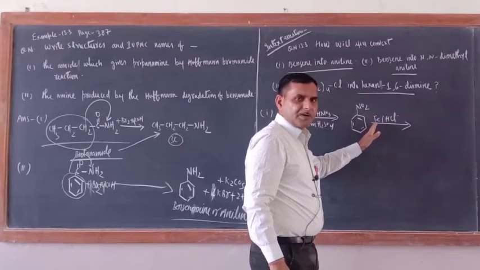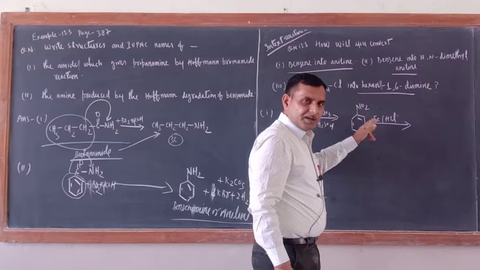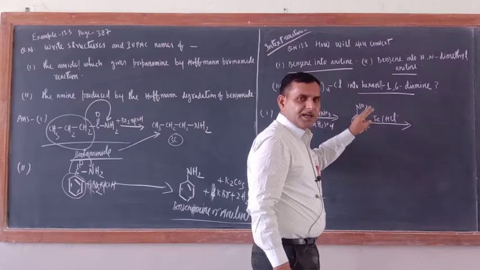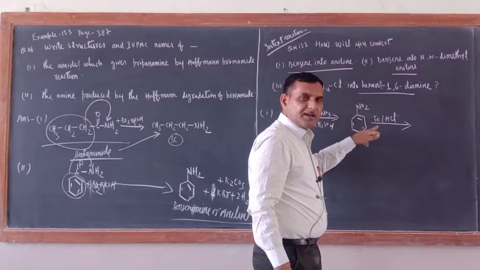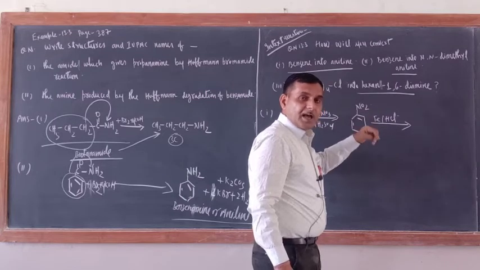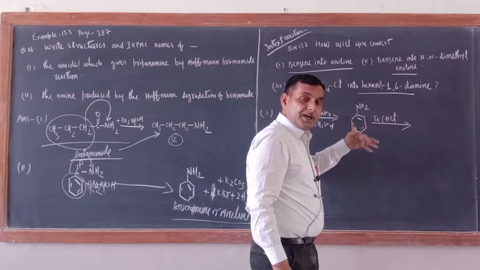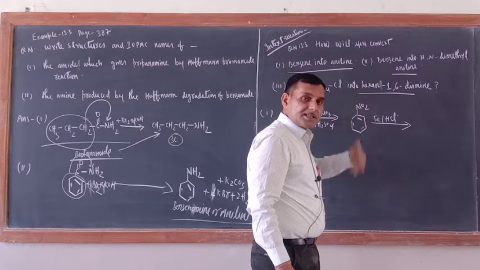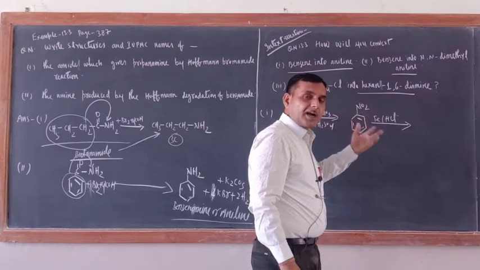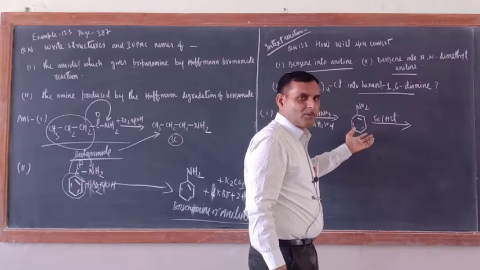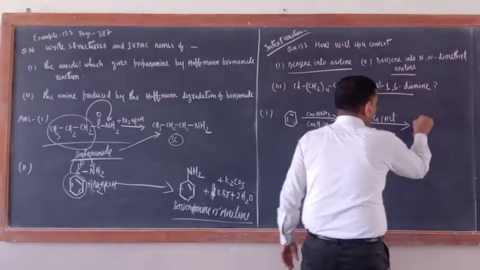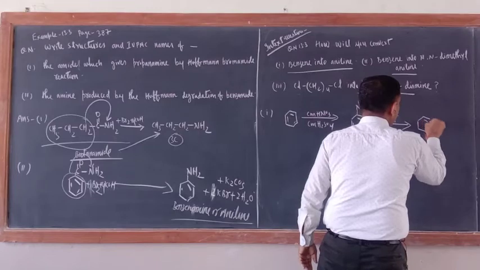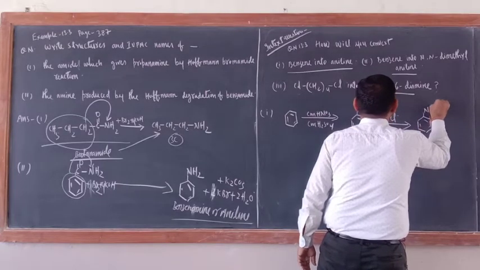Why would this be better? Because during the course of this reaction FeCl2 will hydrolyze and further produce HCl. So there is no need to take HCl in excess quantity. During the course of the reaction only, HCl will be produced. When I taught you the method of preparation, I explained this. So now what will you get here? You will get aniline, NH2.